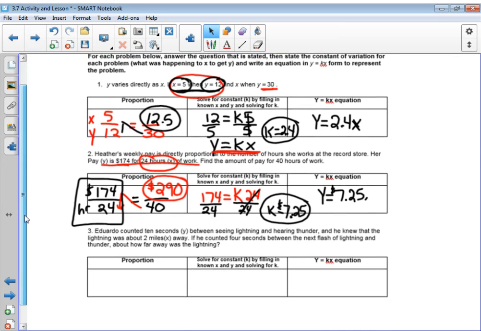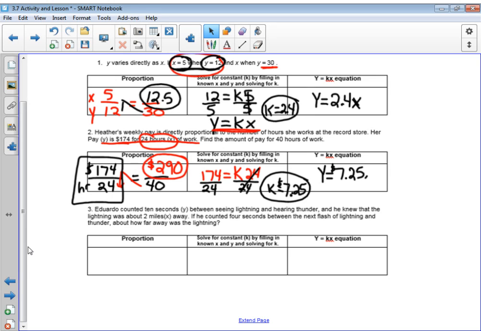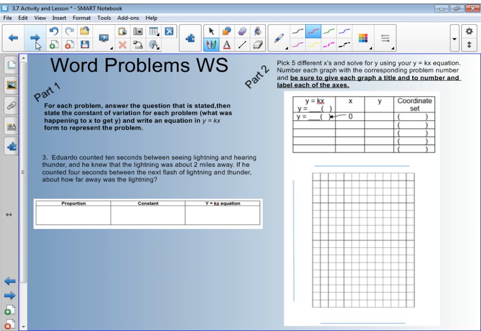Okay, so let's do one more. It says, Eduardo counted 10 seconds between seeing lightning and hearing thunder, and he knew that the lightning was 2 miles away. Okay, so we went ahead and did our 10 seconds, and I'm actually going to jump to my next slide just so you can see what we're going to be doing. So this is the same thing, I just didn't put my Y's and my X's in like you have in number 3. So here I said 10 seconds, this was our Y. And he knew that lightning was 2 miles away, so this was our X, our 2 miles.